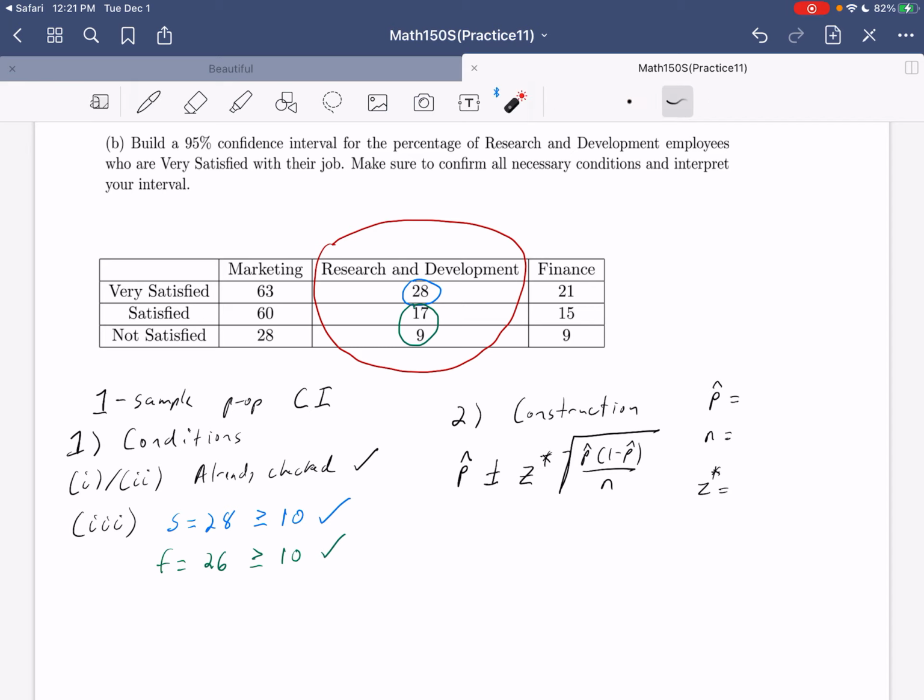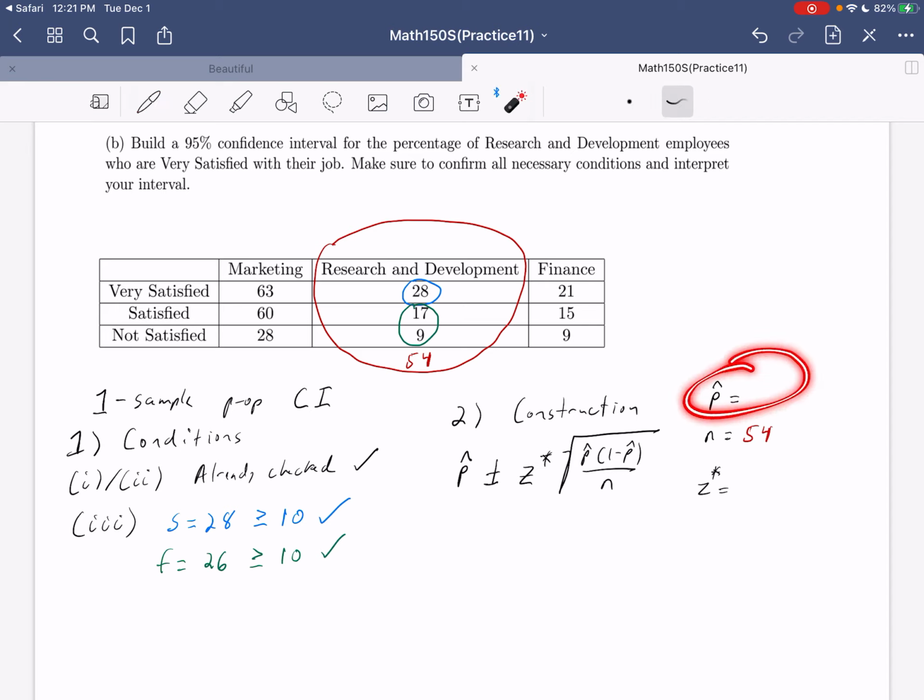So we might be tempted to say like n is going to be 250, but again, remember, we're only focusing on the research and development. What was the total for them? Well, we can just check 28 plus 17 plus 9 meant that that was 54 there. So remember, this had a total of 54. So that's going to be the sample size that we're going to be using there. So that's going to be our 54.